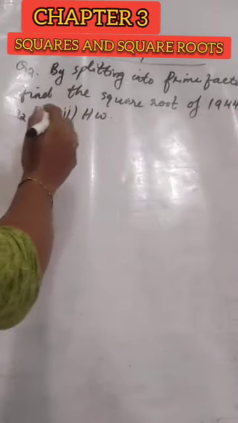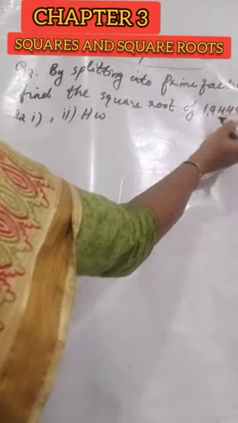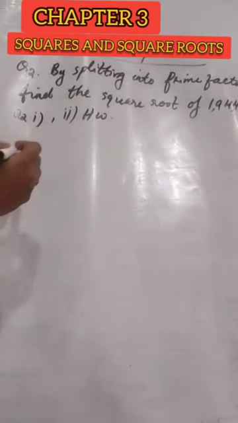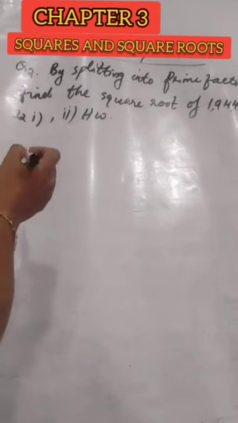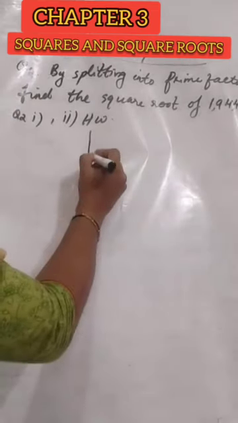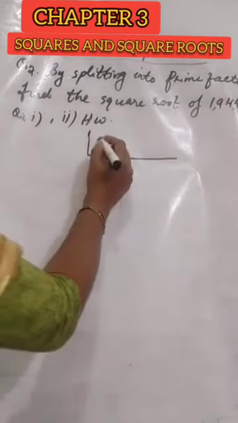Question number 2. By splitting into prime factors, find the square root of this number, 194481. This is the third question. Do question number 1 and second as homework. When such big numbers are given, we have to do prime factorization so that we can obtain the square root. Let us discuss the method of prime factorization and how we can find the square root of a big number.